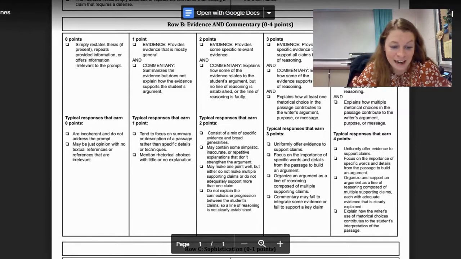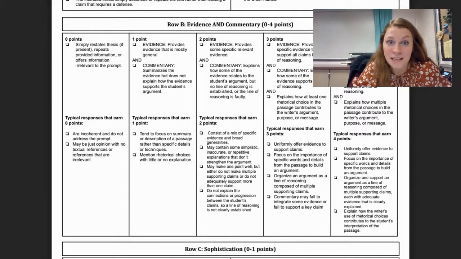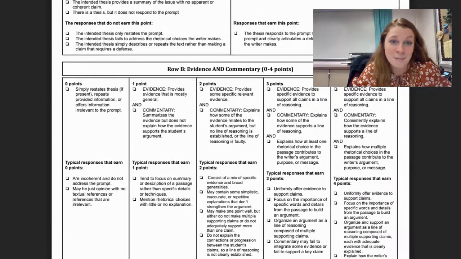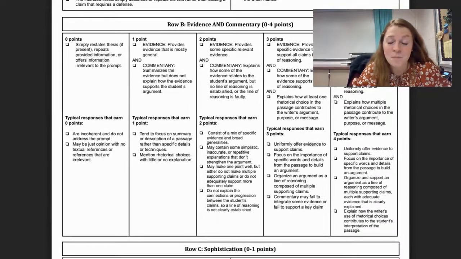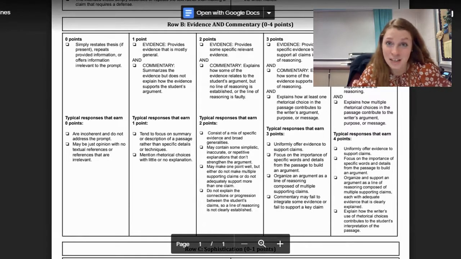So in the inadequate one, it just simply restates the thesis. It repeats the information that has already been given, and it offers really only information irrelevant to the prompt. So you're basically just summarizing here, which we want to avoid. We want to be analyzing those rhetorical choices. So this is basically, you have no idea what you're talking about. You're just writing to write.